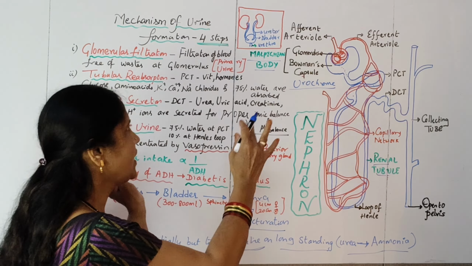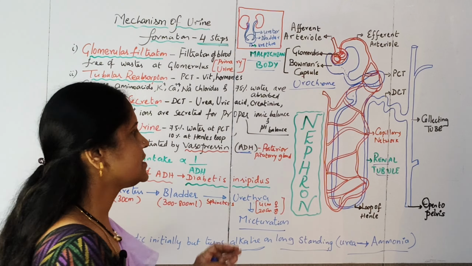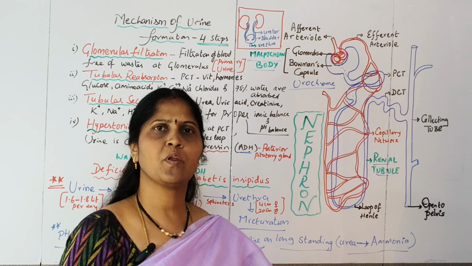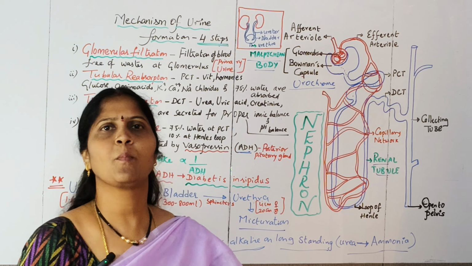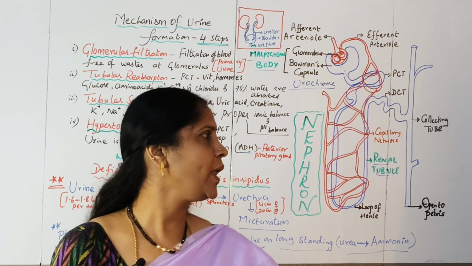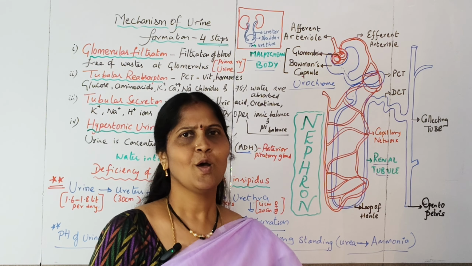So this is how urine is getting formed, and this is how each nephron functions in production of a drop of urine, and all together will make up the 1.6 to 1.8 liters which we are excreting per day. This is very interesting and quite easy to understand. Hope you followed.